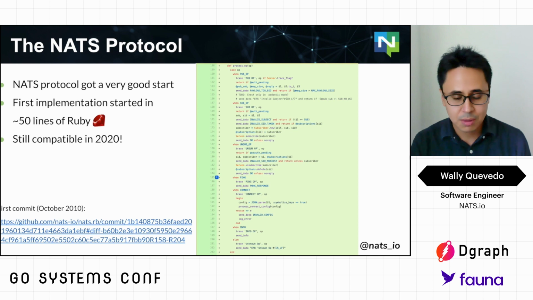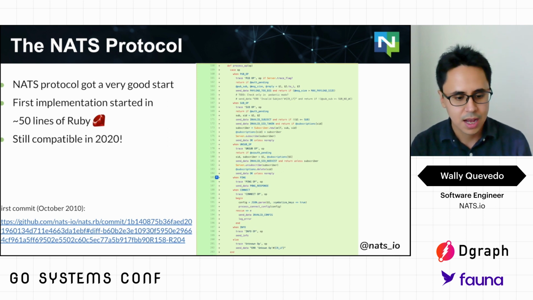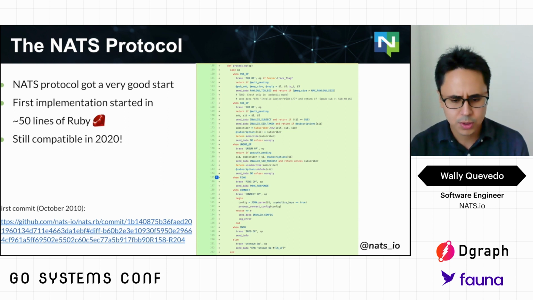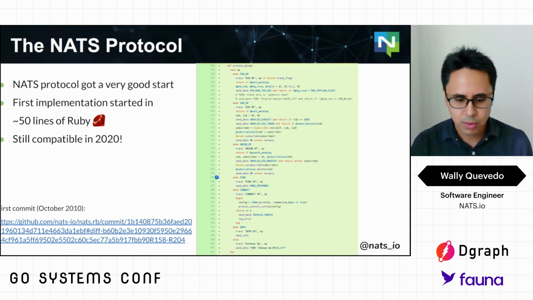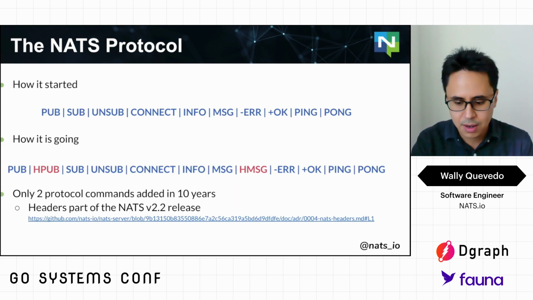Its original implementation was in Ruby, written in October 2010. So it's actually a decade-old project already. The first pass was about 15 lines of Ruby. And what is surprising is that in 2020, this same version of the protocol is still compatible. Of course, being in Ruby, it was using regular expressions, and it was very succinct, but the performance was not great. But the design itself of the protocol is still in use today. So how it started and how it's going.